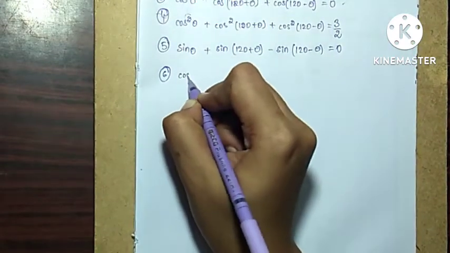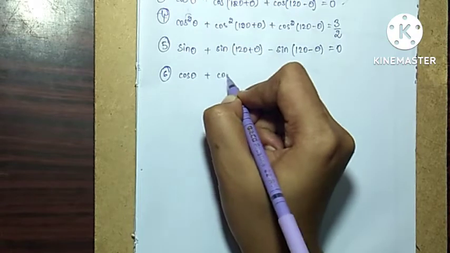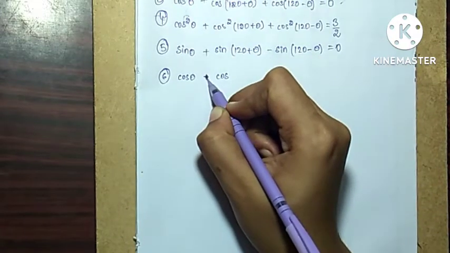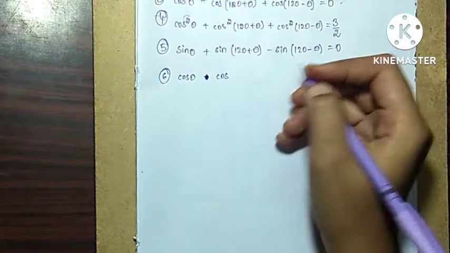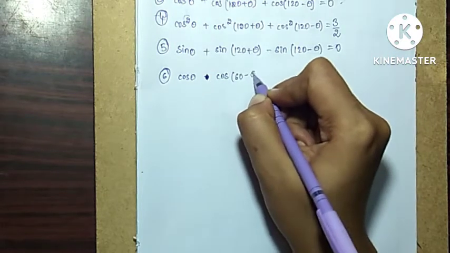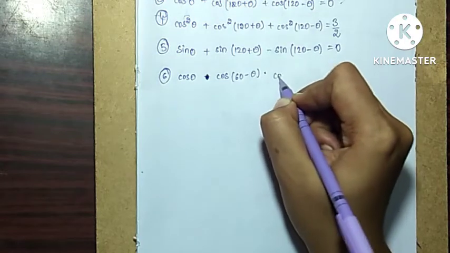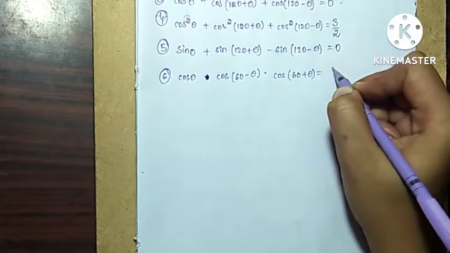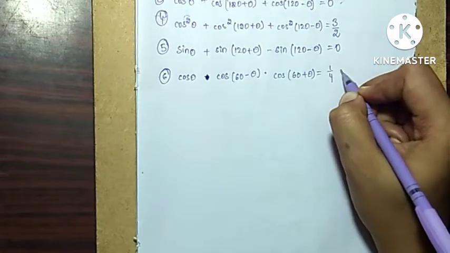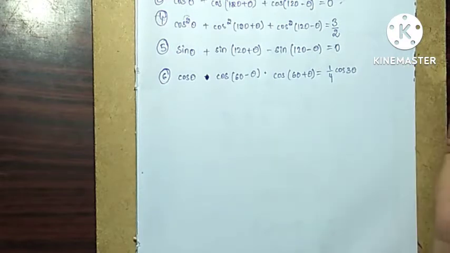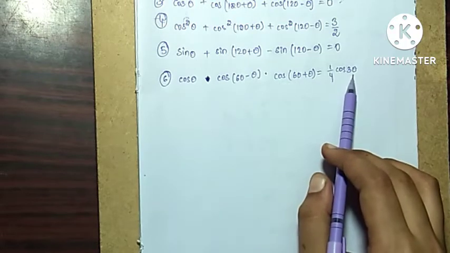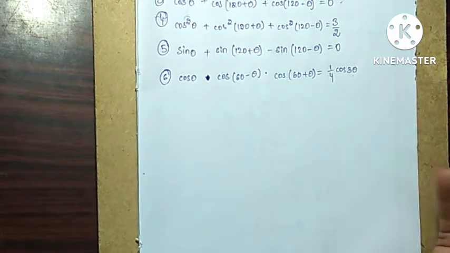Okay, cos theta into cos(60 - theta) into cos(60 + theta) = 1/4 cos 3 theta. Simply remember there are 3 factors, so we write cos 3 theta, and 1/4 is extra. That's it. Not a big deal.